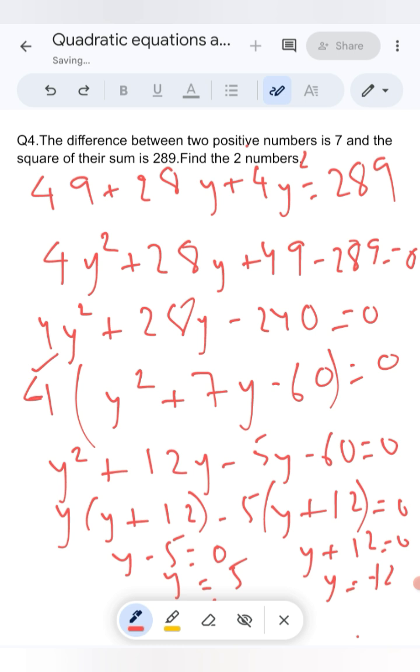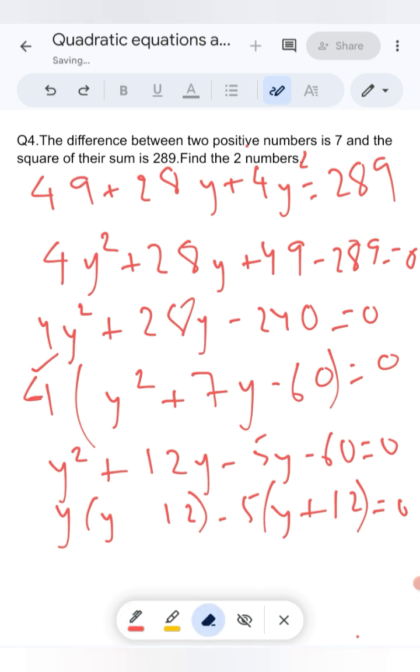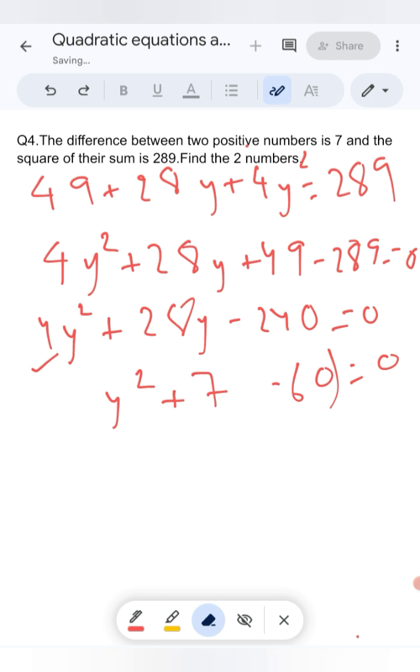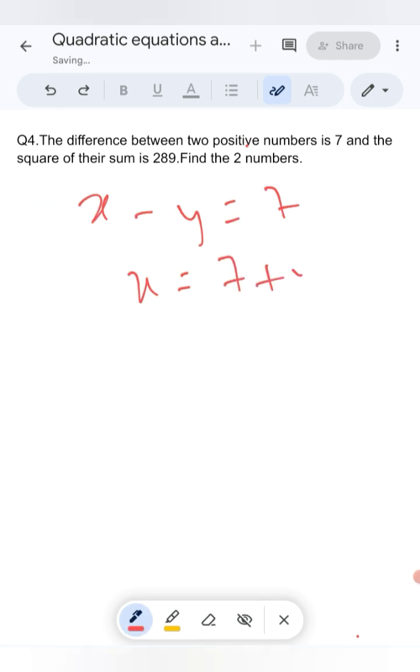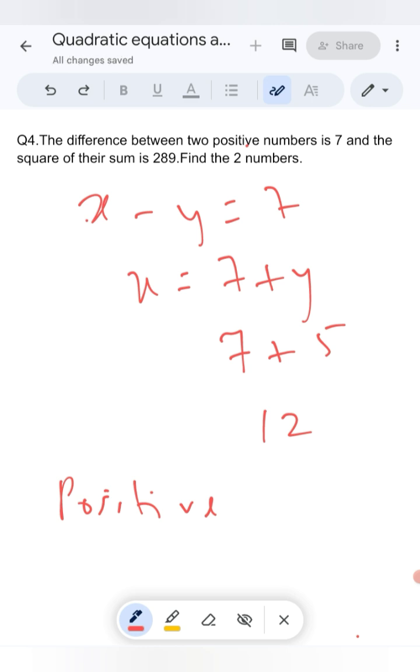Now here you need to keep this in mind that I have got one positive number and one negative number, right? So what I will be doing here is y is equals to 5, I'll take that out. x is equals to 7 plus y, right? So 7 plus 5, it becomes your 12, right? Keep this in mind. You will be taking the positive number and then you will substitute that in the original question equation, so that you get the other positive number of yours. Do not take your negative number.